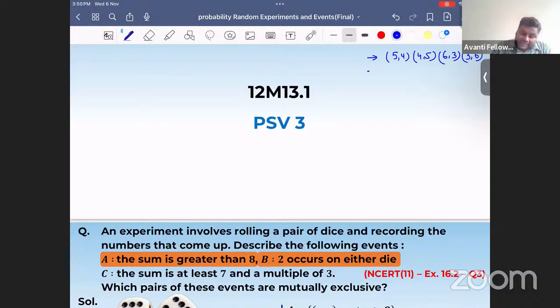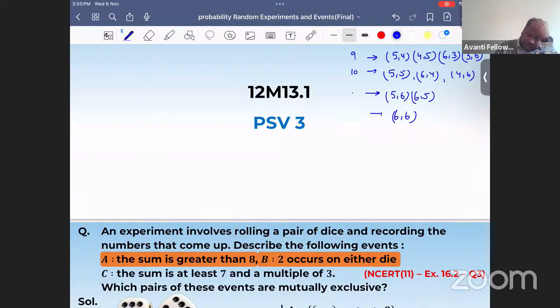Now if the sum is 10, there will be 5, 5; there will be 6, 4; there will be 4, 6. Now if we get 11, there will be two ways, 5, 6 and 6, 5. And if we get 12, there is only one way, 6, 6. So it is the sum getting 9, 10, 11 or 12. Sum is greater than 8. So this is how it occurs.